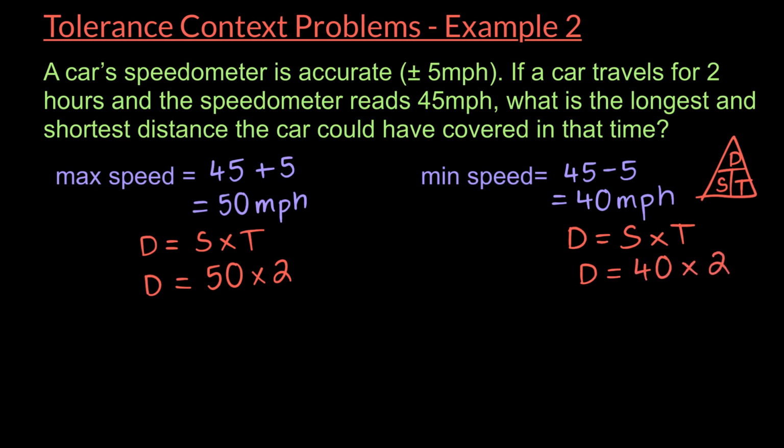So the time doesn't change. The only thing that changes here is the speed, because that is what our tolerance is relating to. So the maximum distance travelled is 100 miles. And the minimum distance travelled is 80 miles.